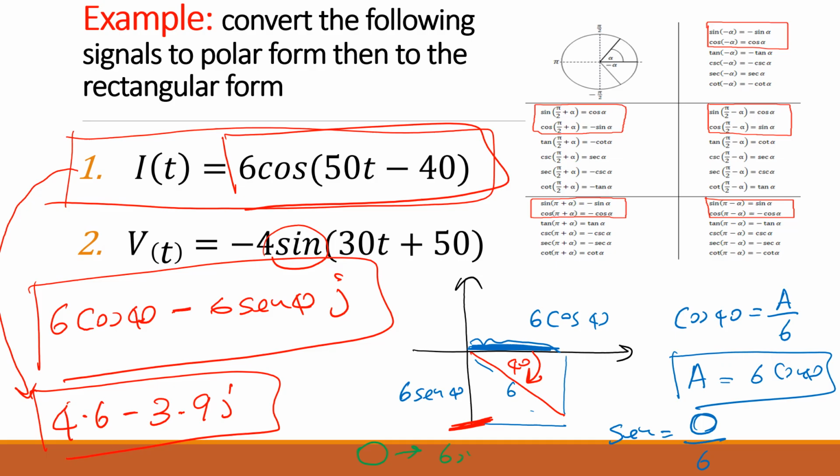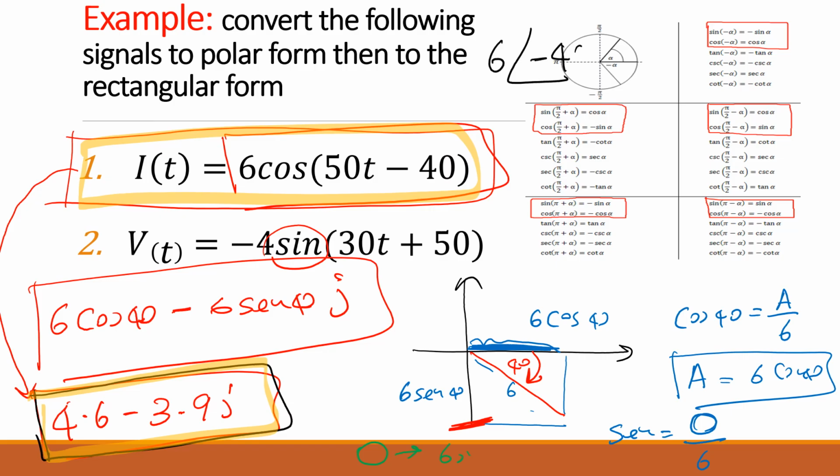Rectangular form, it's going to be rectangular form equals to that, or this is the rectangular form. We just leave it like that. Yes. So this is your time domain, signal in the time domain, and polar form. Do you remember the polar form? That was 6 and a negative 40. So this we call the polar form. So this is polar form, rectangular form, and the time domain. Make sense? Just leave it like that.